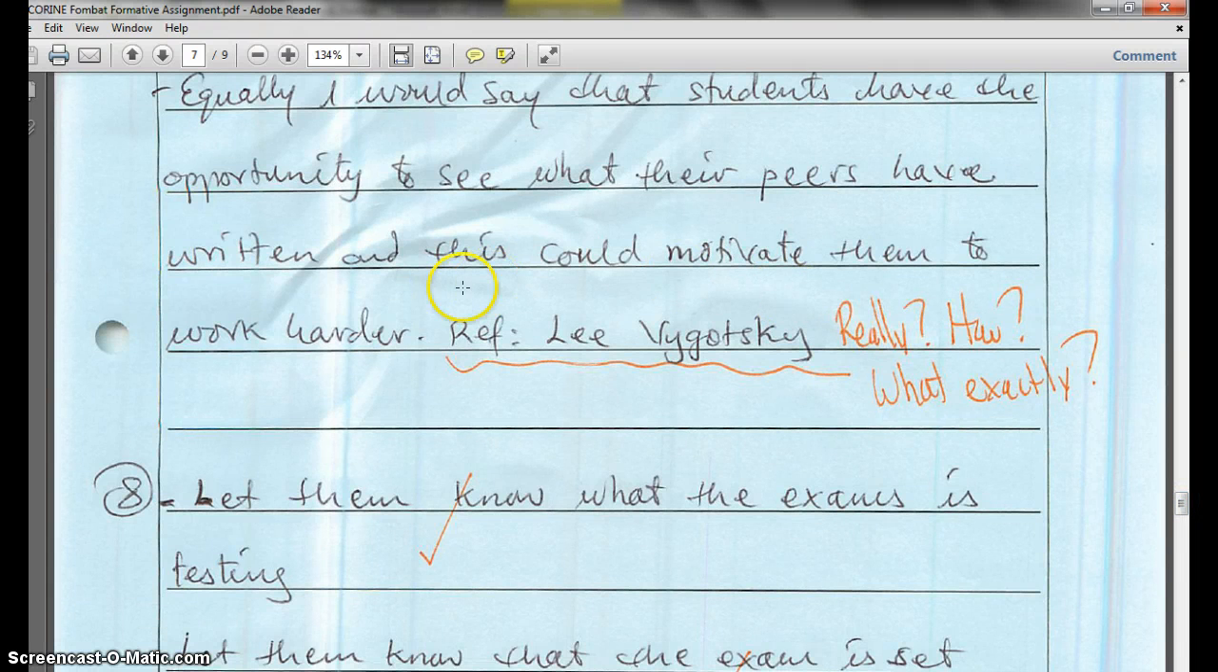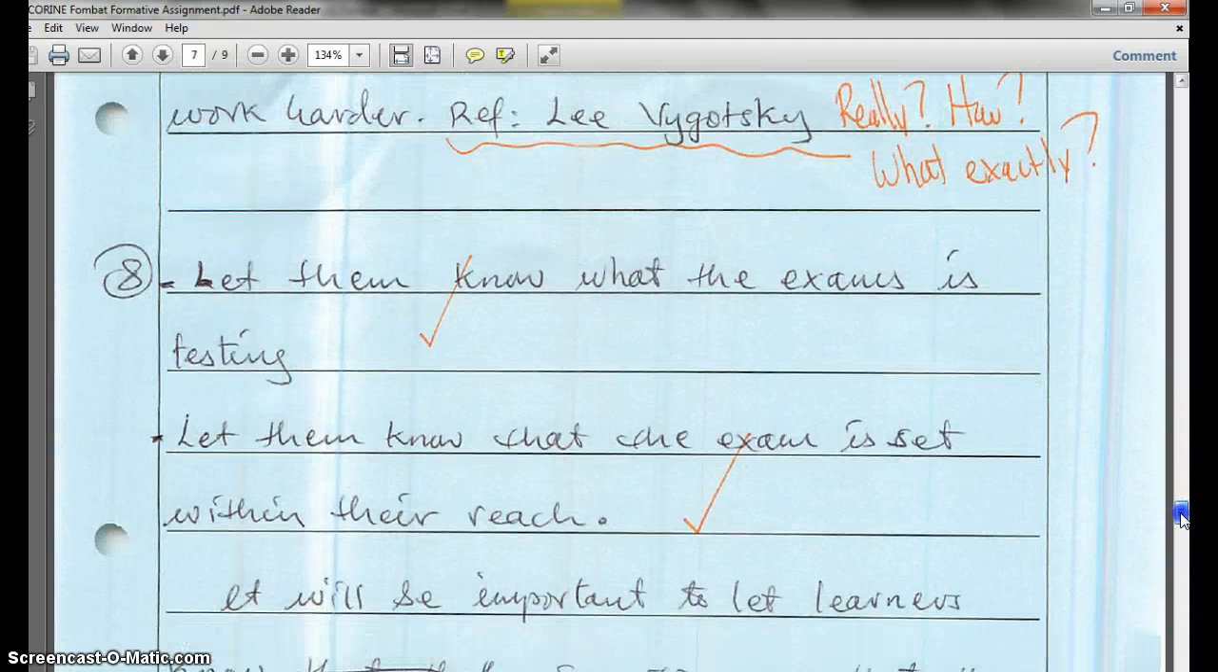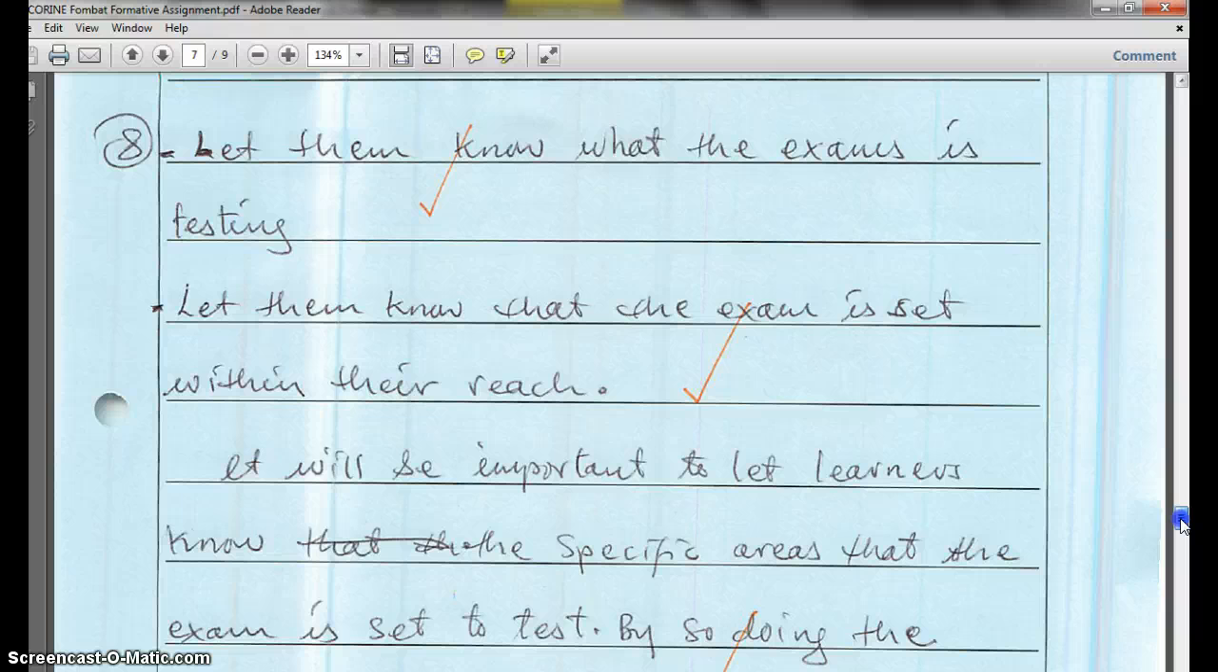Okay, and if you're going to reference Vygotsky here, you need to tell me a little bit how you're referencing him, in what way. So I mean, the zone of proximal development is something that you could mention here, but again, how would you mention it? How is it directly related? Okay, running out of time, so let's go on to number 8.